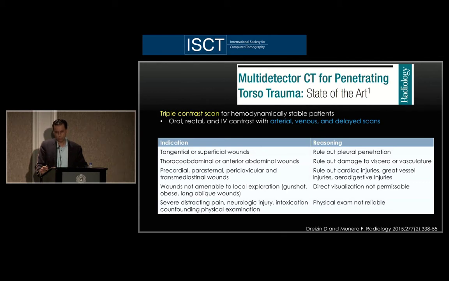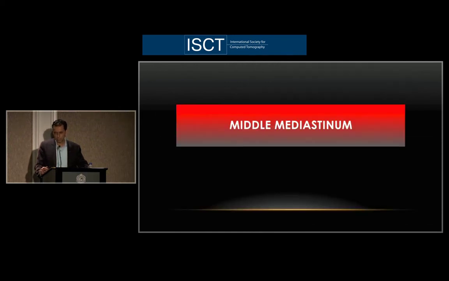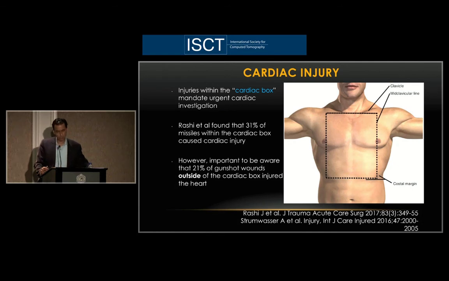Wounds that are not amenable to local exploration, gunshot primarily, bariatric patients, long oblique wounds also need a CT examination. And maybe patients that are not responding to appropriate commands, that are intoxicated, neurological injuries, those where the physical exam is not reliable, those patients also require CT examination. So let's talk about the mediastinum and cardiac injuries.